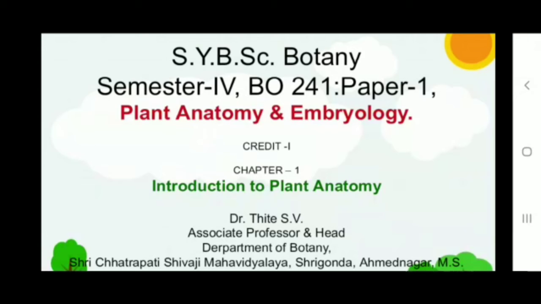Then next Hugo von Mohl, 1805 to 1872, discovered the importance of protoplasm in plant cells. He worked on the formation of vessels, structure of epidermis, lenticels, cork and bark, and also traced the course of vascular bundles in stem and leaves.